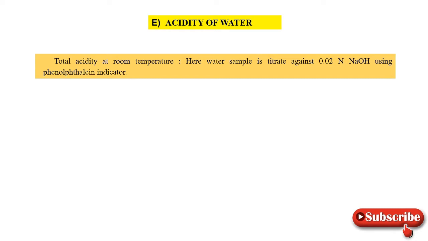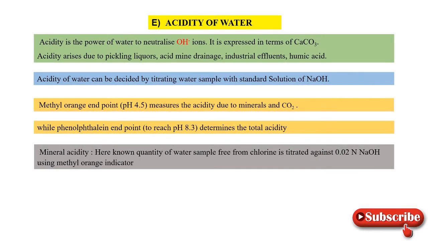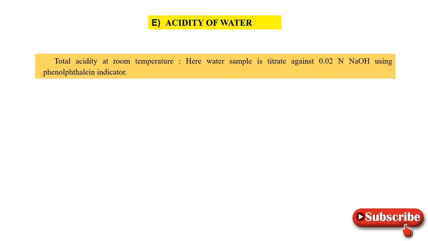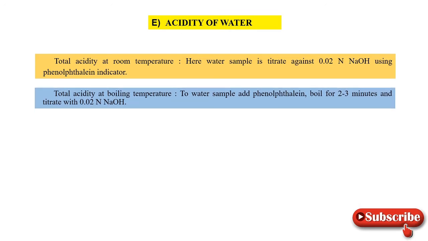Second is the total acidity at room temperature. Here water sample is titrated with 0.02 normal NaOH solution using phenolphthalein indicator. So the difference is that to determine mineral acidity we use the methyl orange indicator, and in total acidity we use phenolphthalein indicator.